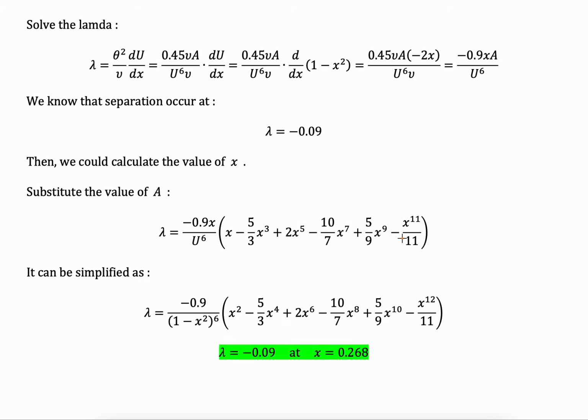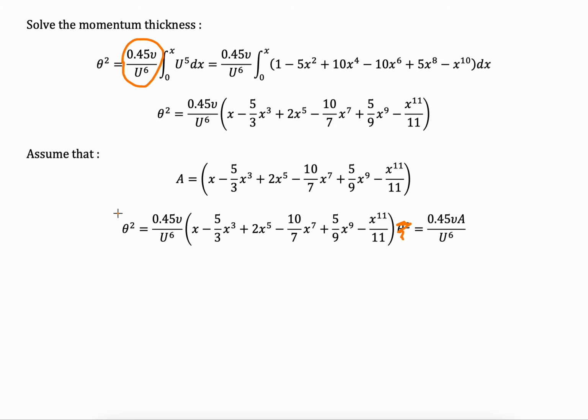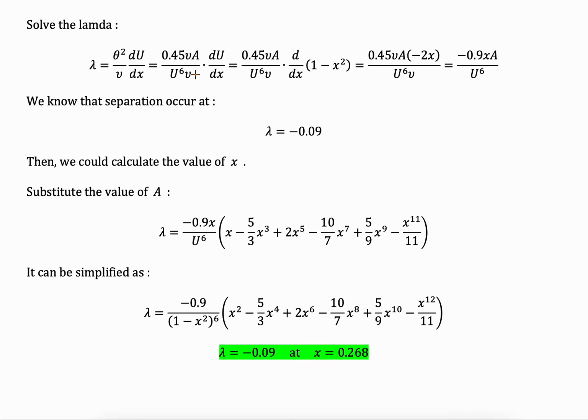Then we solve for the lambda here. We have lambda equals theta squared over nu du dx. So we substitute the value of theta squared here. We get the value of theta squared from this one. So we have 0.45 nu a over nu u to the power of 6, and then we have a du dx.